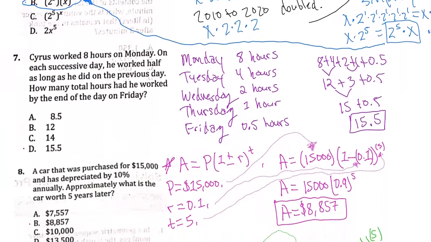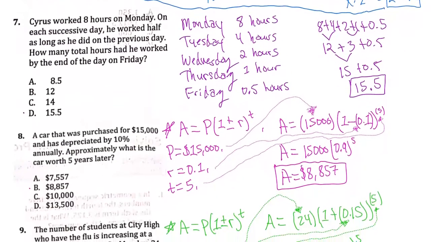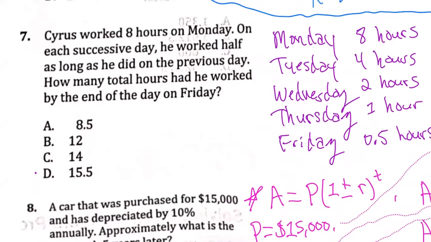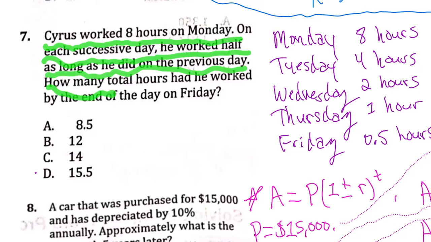The next one. Let's zoom in. So Cyrus worked 8 hours on Monday. On each successive day, he worked half as long as he did on the previous day. How many total hours had he worked by the end of the day on Friday?